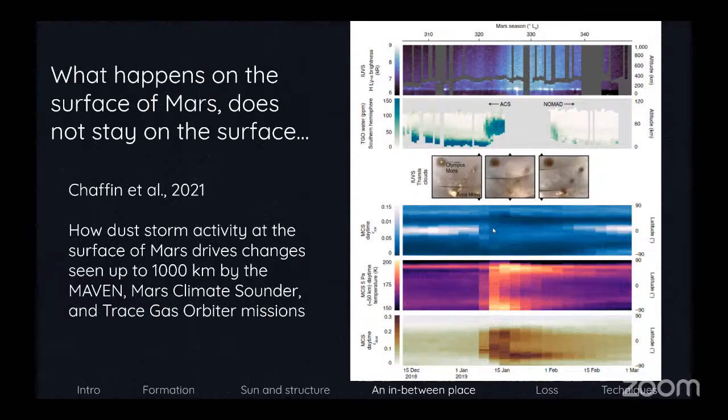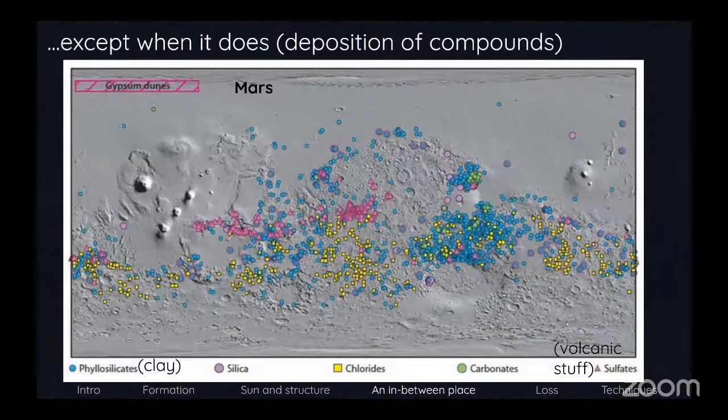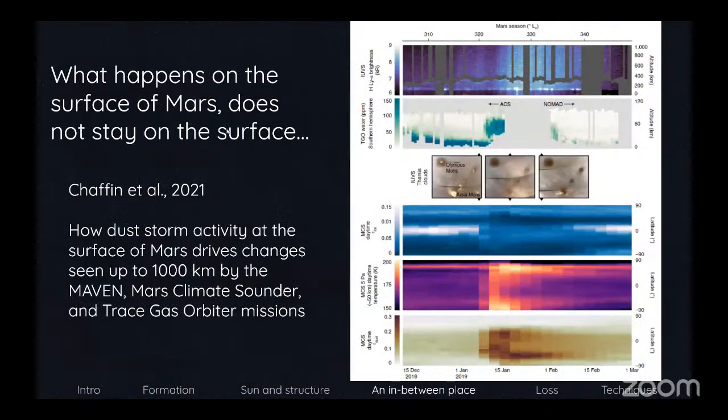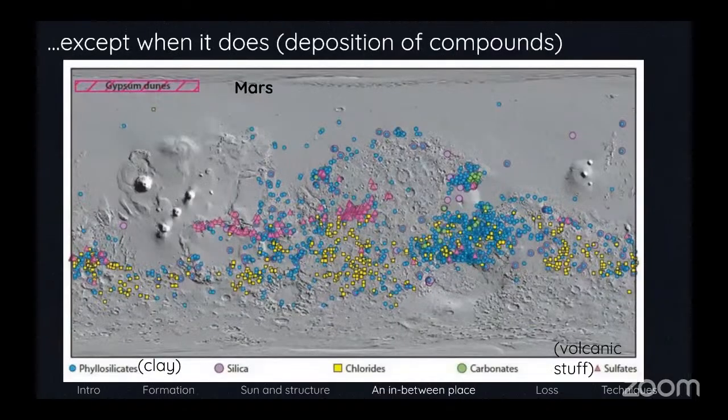So I just really like this plot because it's showing how a dust storm on the surface yields new observations at the very top of the atmosphere. So it's all part of this linked system. Sorry, these were kind of two linked titles here. So this is all about how things may not stay on the surface. They may propagate up to the top of the atmosphere, but sometimes things do stay on the surface.